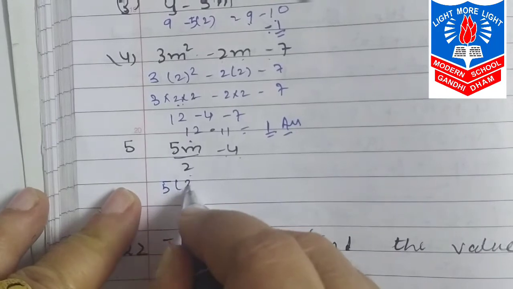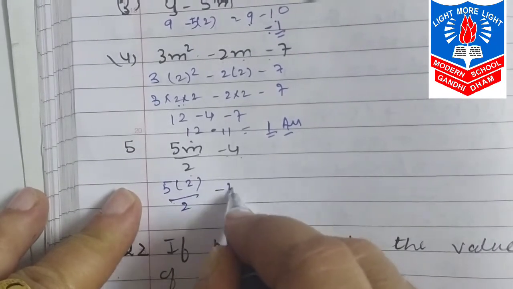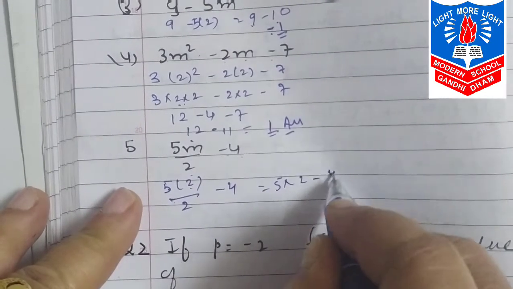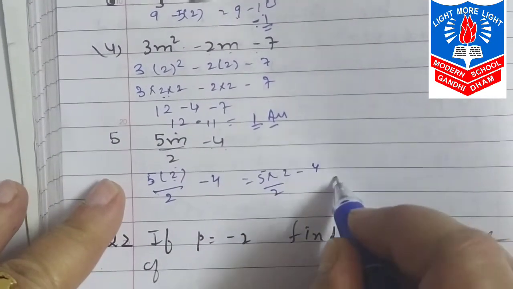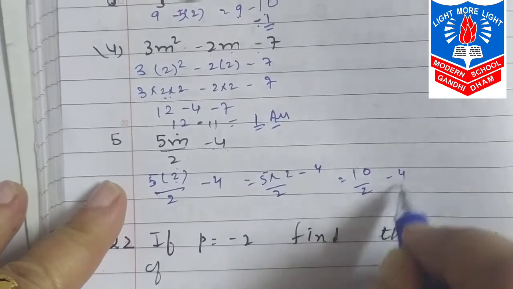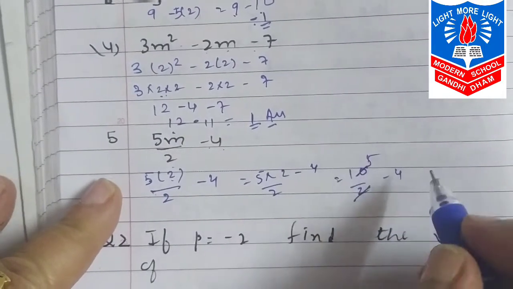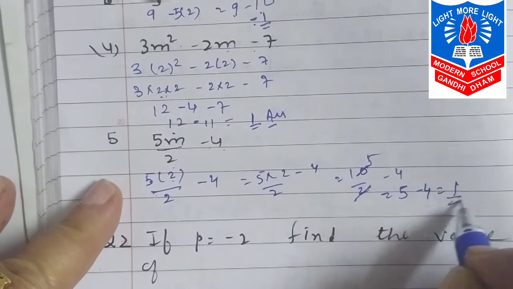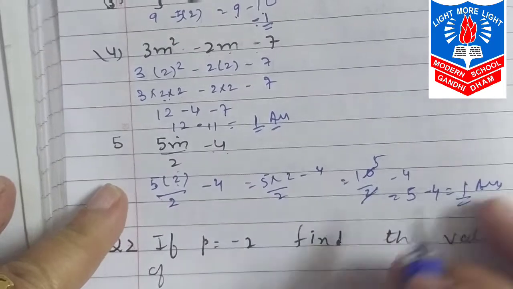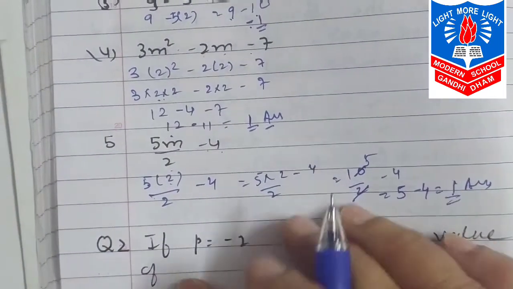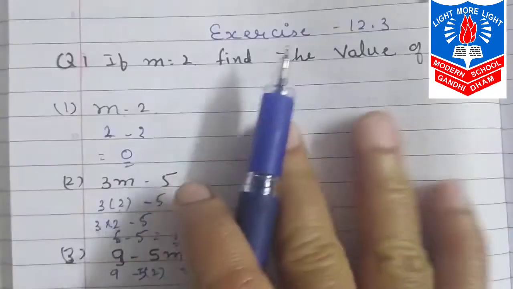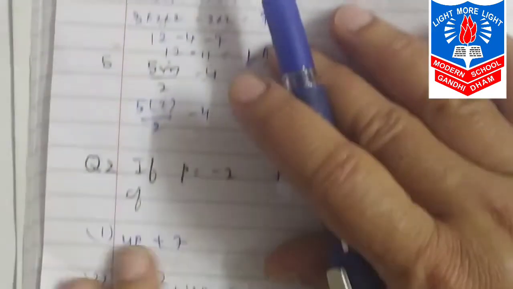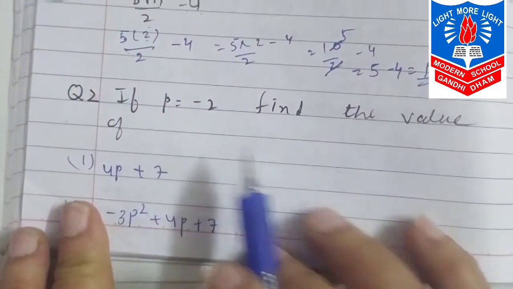Fifth one, 5m by 2 minus 4. So 5 into 2 by 2 minus 4, that is 10 by 2 minus 4. 2 ones are 2 and 5s are 5, so 5 minus 4 is equal to 1. That's its answer. Okay. So हम क्या करेंगे, m की जगह पे वैल्यू, m is equal to 2, वो रख देंगे. Now in question number 2 also same to same.